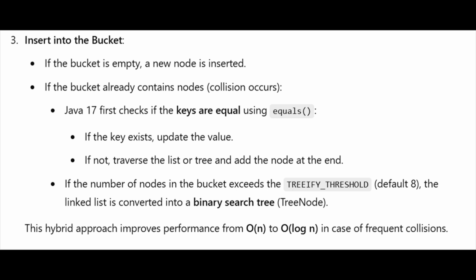Insert into the bucket. If the bucket is empty, a new node is inserted. If the bucket already contains nodes, a collision occurs. Java 17 first checks if the keys are equal using equals. If the key exists, update the value. If not, traverse the list or tree and add the node at the end. If the number of nodes in the bucket exceeds the treeify threshold, default 8, the linked list is converted into a binary search tree, TreeNode. This hybrid approach improves performance from O(n) to O(log n) in case of frequent collisions.